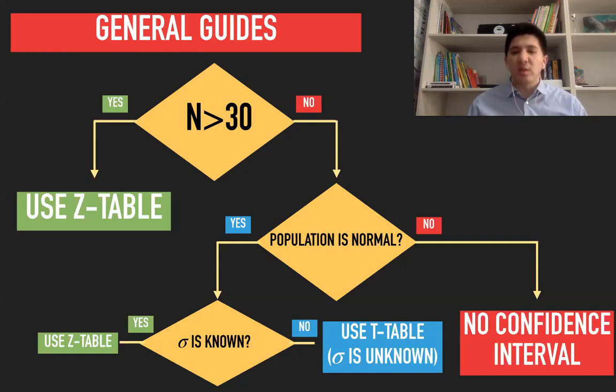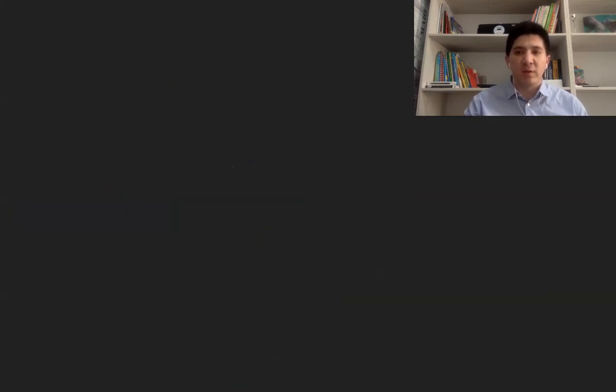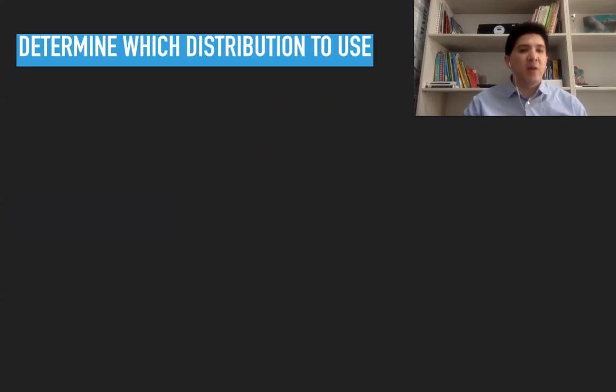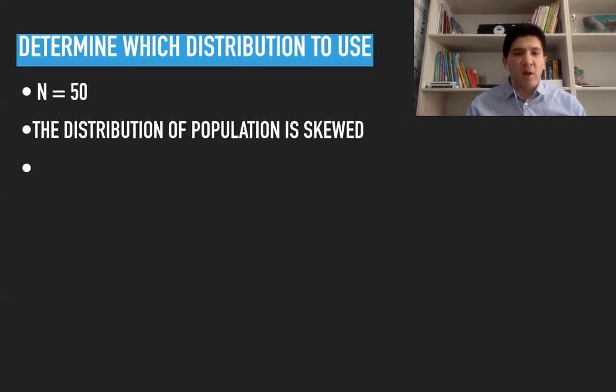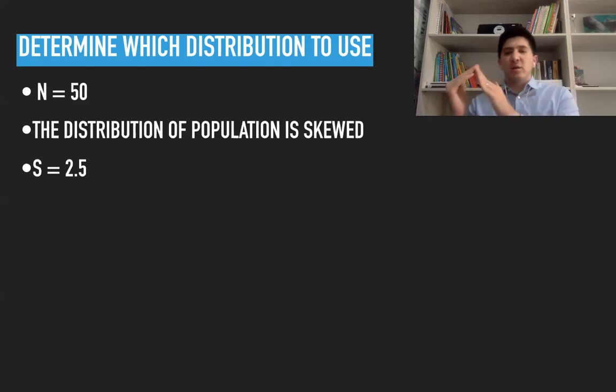Now we're going to consider a couple of cases and decide which table we are going to use to construct the confidence intervals. The first case: the number of items in your sample is equal to 50. The distribution of the population is skewed, not normal. It means that the high top of the normal distribution is moved either to the left or to the right. And you are given the standard deviation of the sample, which is equal to 2.5.